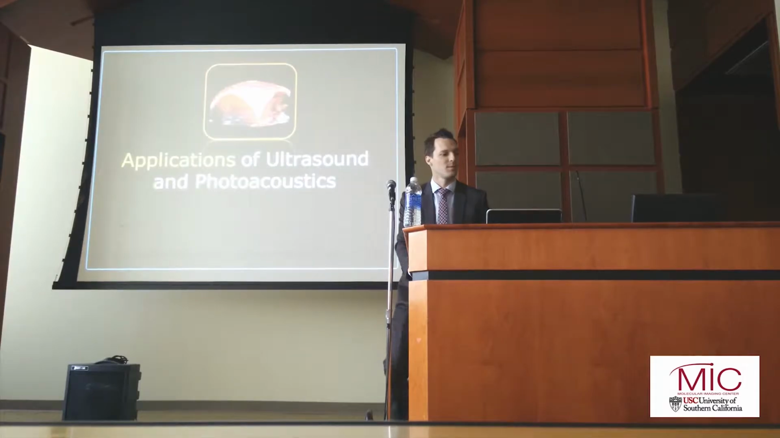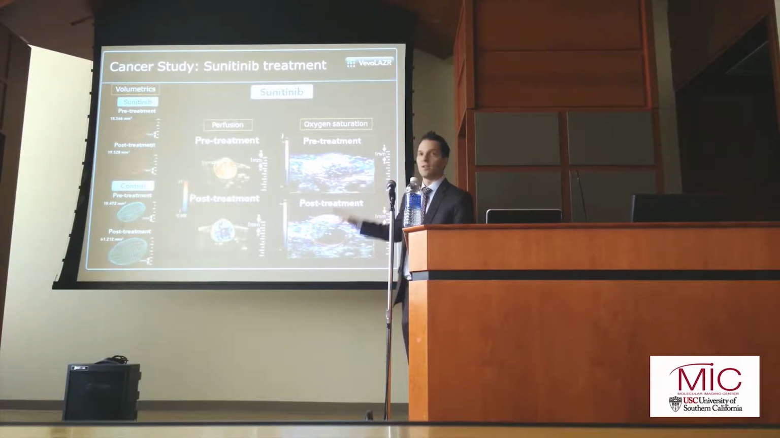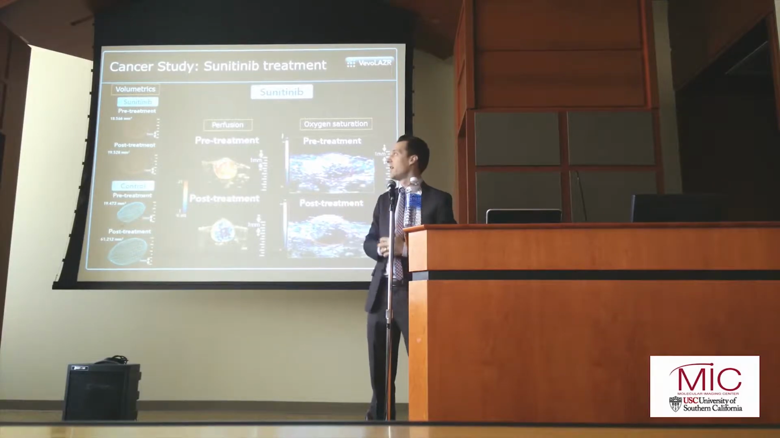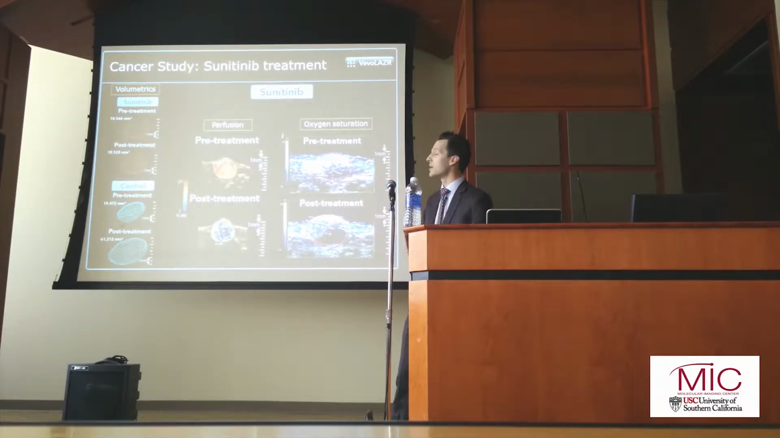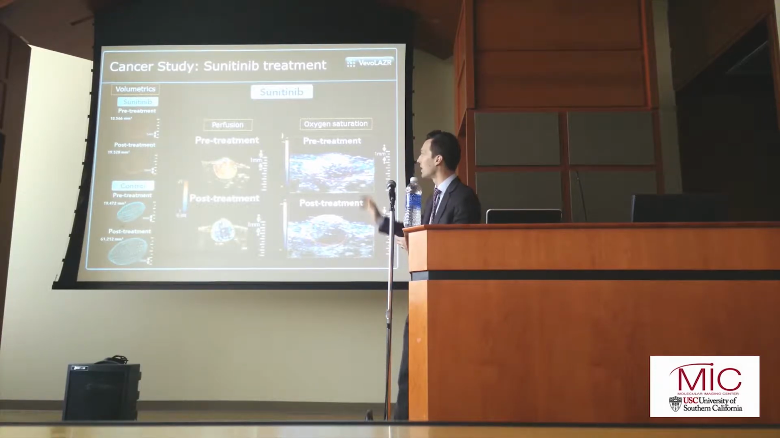I'll talk briefly, I'm not sure how I'm doing for time here, but I'll talk briefly about some of the applications. For example, this is a nice one because it summarizes, at least in a cancer context, all of the functionality of the system. It was a sunitinib treatment study, so sunitinib is an anti-angiogenic drug. We just had control and sunitinib treated animals, and we went through this study to see what we could see with just tumor volumes, perfusion, and then oxygen saturation.